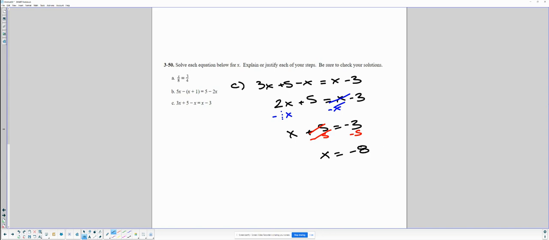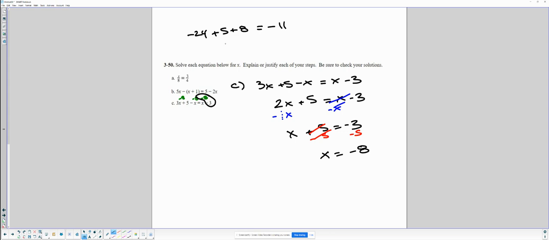That's your answer. And again, you're going to plug in negative 8 into all these x's. So it'll be 3 times negative 8 minus negative 8 plus 5 equals negative 8 minus 3. So you can do 3 times negative 8 right here. 3 times negative 8 is going to be negative 24 plus 5. And then minus a negative 8 is going to give you positive 8. And right here you've got negative 8 minus 3, which is going to give you negative 11.